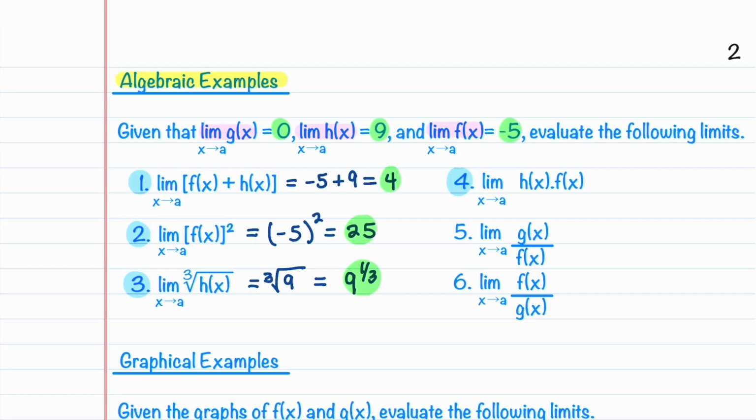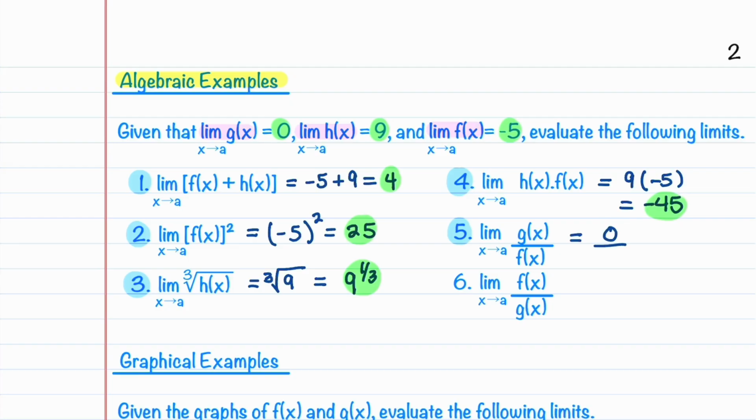For this limit, we're going to use the product law. So we're going to take the limit of h of x as x approaches a, which is 9, and multiply it by the limit of f of x as x approaches a, which is -5, and we get an answer of -45. I hope that you're getting the hang of this. Let's look at number 5. For this one, we are going to use the quotient law, and we're going to have the limit of g of x as x approaches a in the numerator, and that's going to be 0.